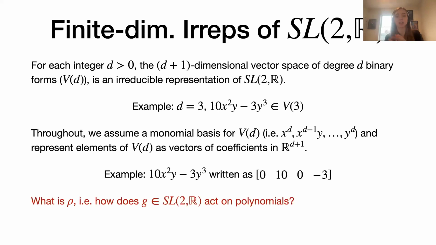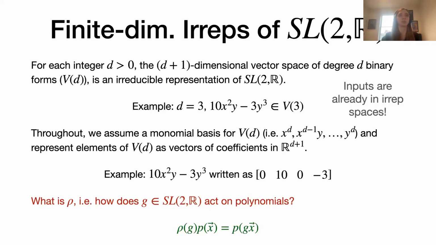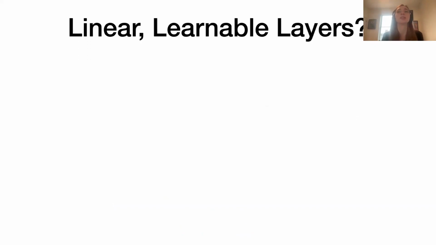How does the group act on polynomials? Well, it's actually exactly what we said already. It acts by premultiplication of the variables. So this is great. It's working really well with the particular positivity verification problem. And indeed, our inputs are already in irrep spaces. So that's a convenient way of thinking about things.